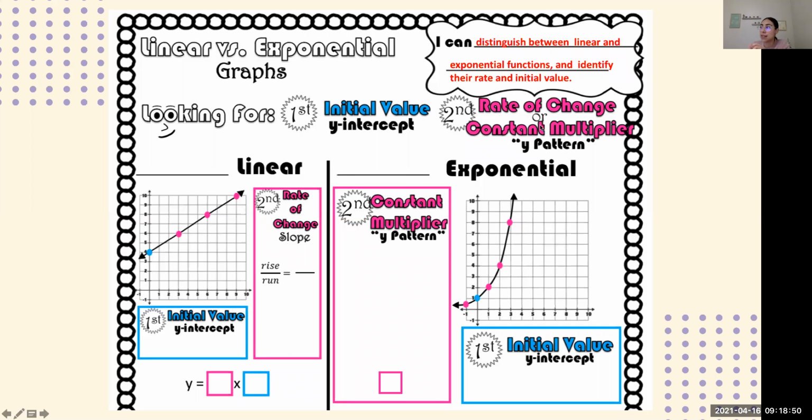The second step, depending on whether you have a line or a curve, is to find a rate of change or a constant multiplier. Remember, in our sorting activity, we said a rate of change is linear, and a constant multiplier was on the exponential side. So there are still two steps, and they're very similar to your tables.